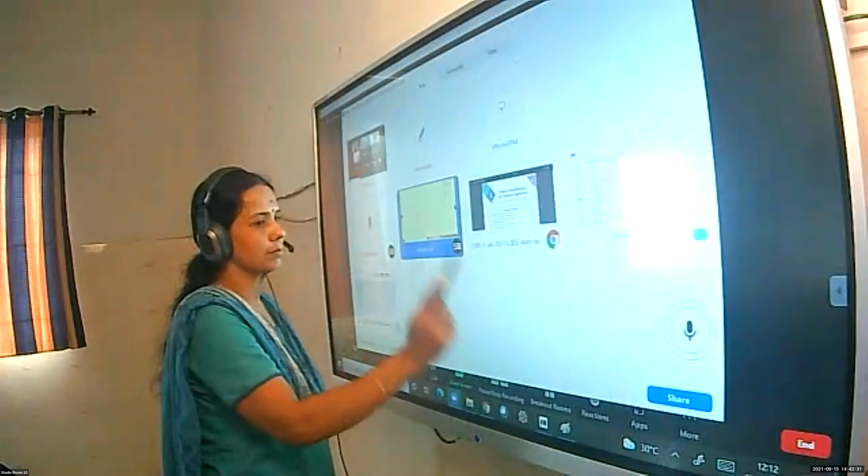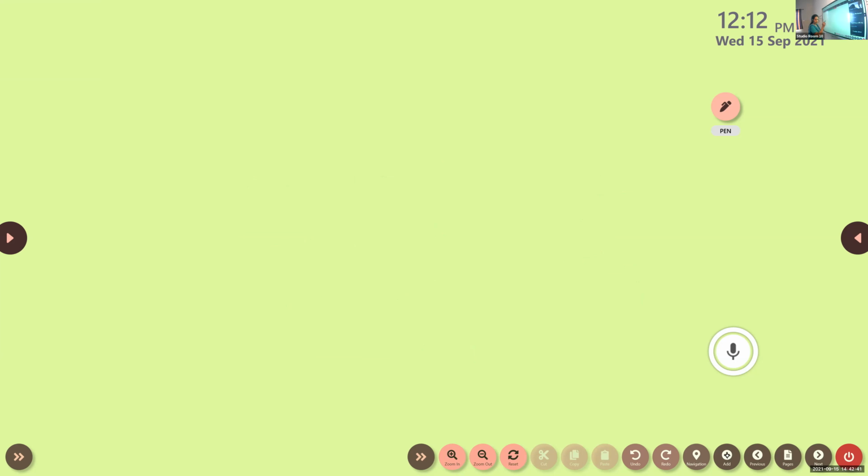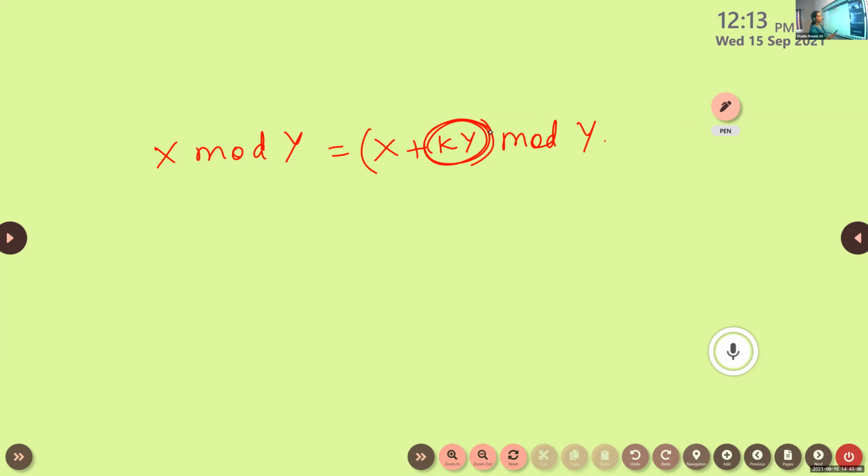Now look at the next part. Next is properties. What are the properties we have learned? Write down the property. The first property is x mod y is equal to (x plus ky) mod y. Ky means multiples of y.